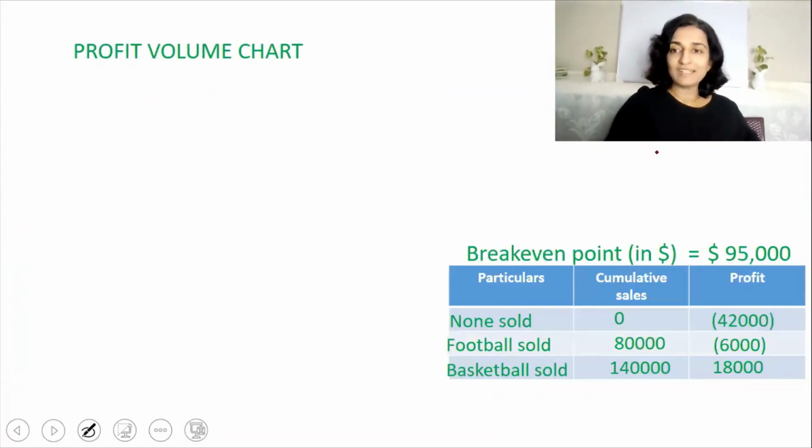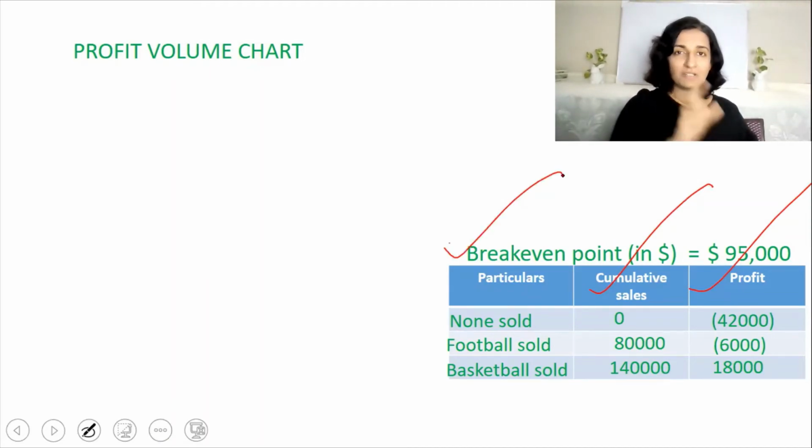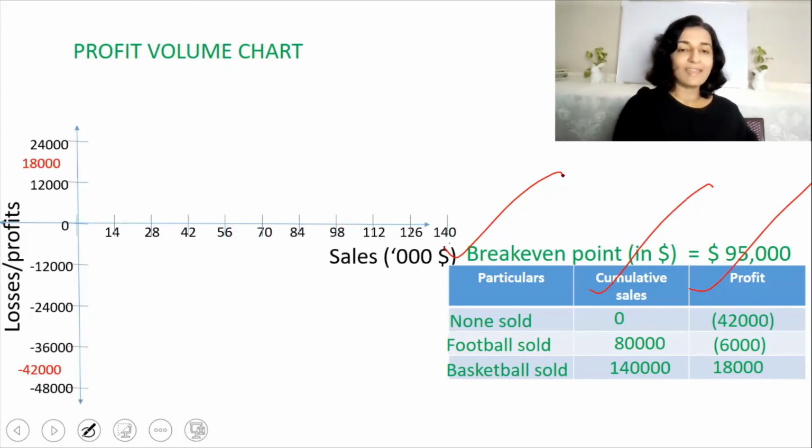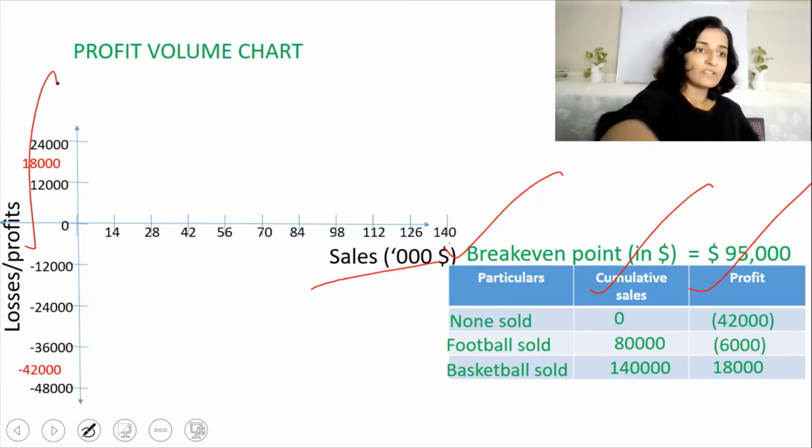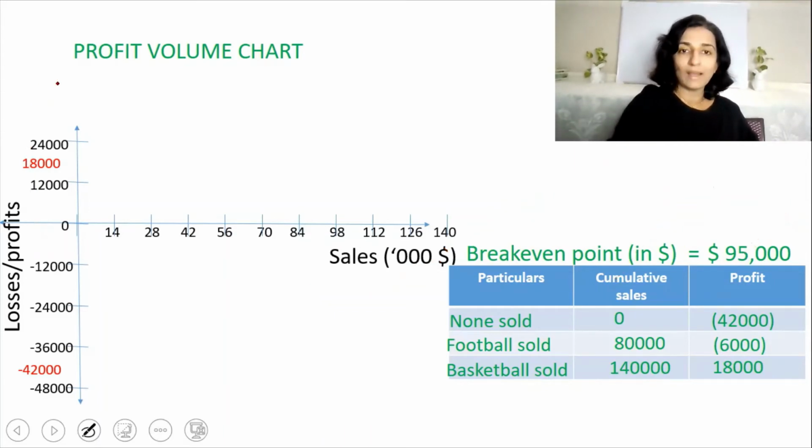So we have the cumulative sales and the profit column, and we've already calculated the break-even point at $95,000. Let's see whether the break-even chart also gives the very same result. So we have the X and the Y-axis. The sales in thousands of dollars is represented on the X-axis, and the losses or profits on the Y-axis.